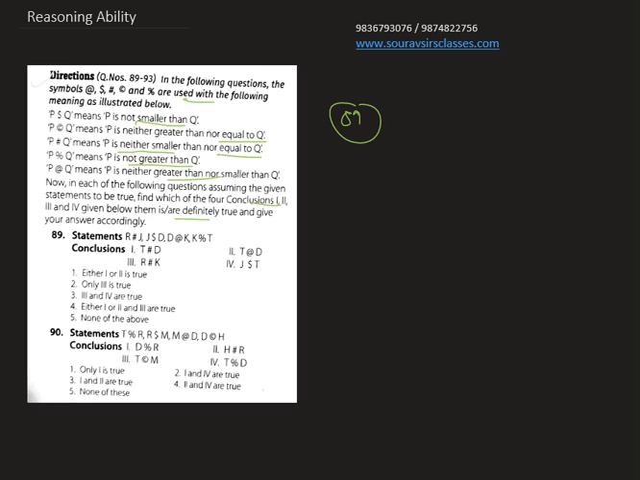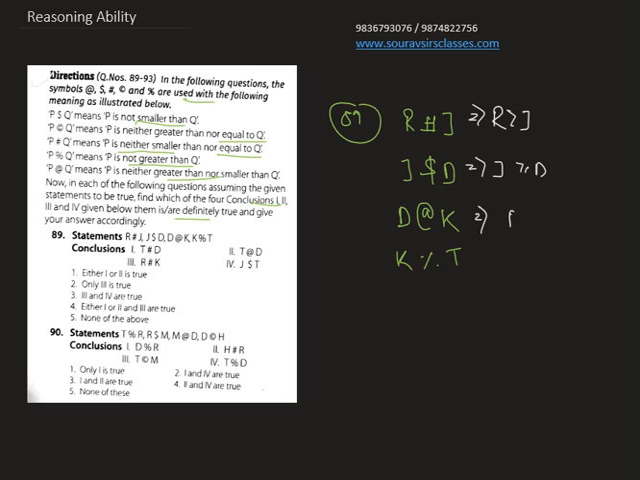So in the first question, the statement says that R hashtag J, J $ D, D at the rate K, K percentage T. R hashtag J means R is strictly greater than J. J $ D means J is greater than or equal to D. D at the rate K means D is equal to K. And K percentage T means K is less than or equal to T.